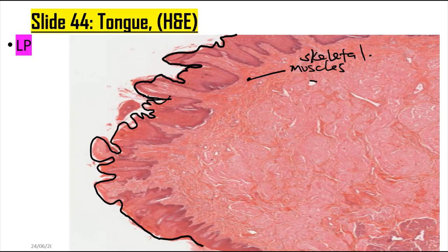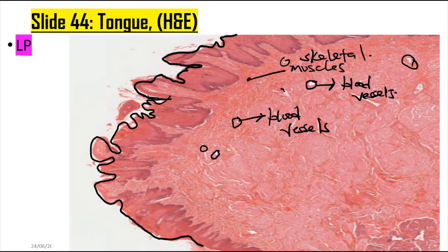And what you see here are the blood vessels. So in the tongue, you can't really differentiate at low power if this is a venule or this is an arteriole. But all of the spaces that you see here are blood vessels. These are blood vessels that are found in the tongue. So draw it at low power and just label these as blood vessels. And then at high power, you then differentiate the blood vessels.